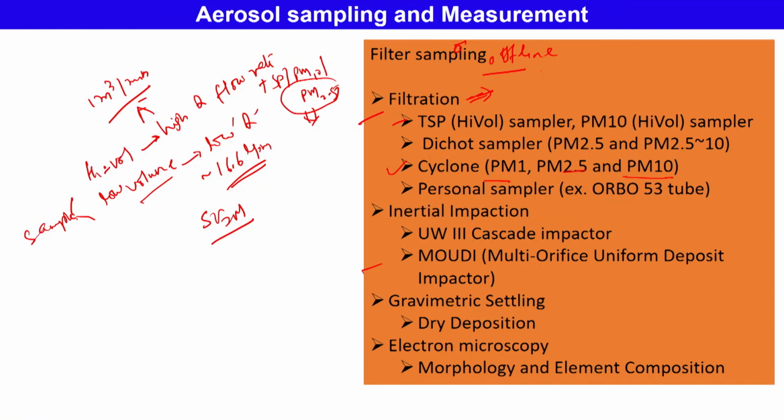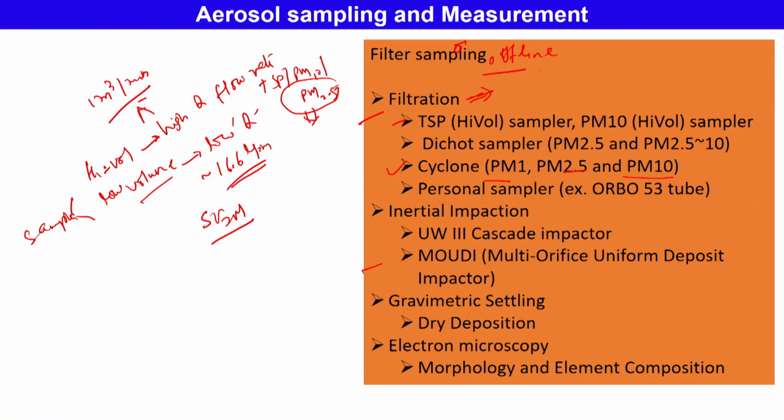That is also there, but that is not advisable much in research. It's just for some occupational studies and personal exposure studies, you can do that one. Then inertial impaction: you can have a cascade impactor, or a MOUDI, a micro-orifice uniform deposit impactor. Here the idea is mostly dependent on the inertia of the particles, and that can be used for the collection of the samples.